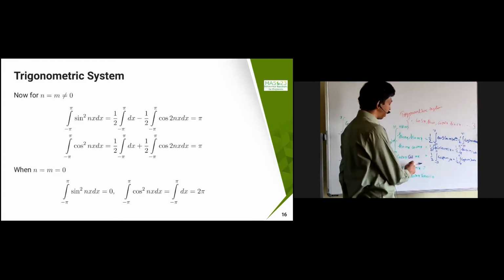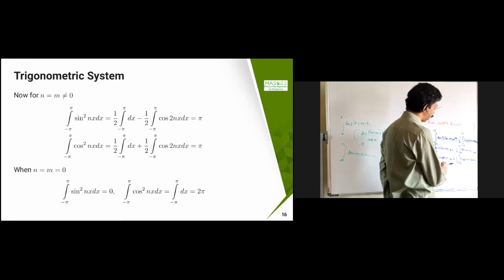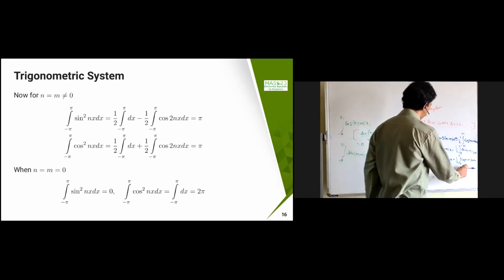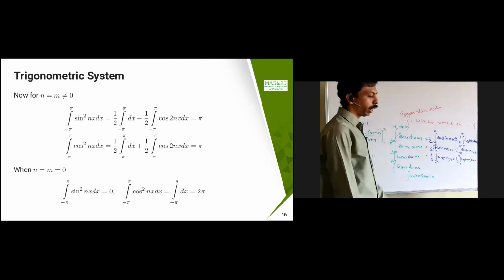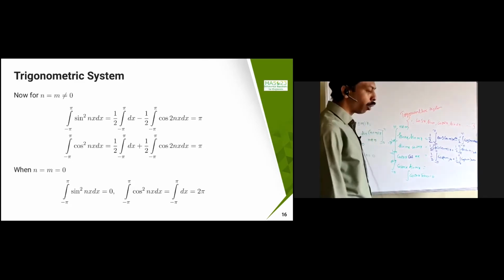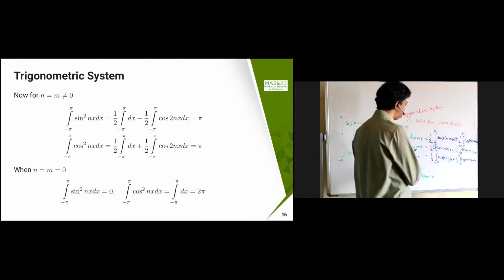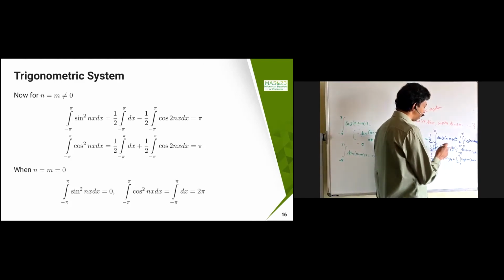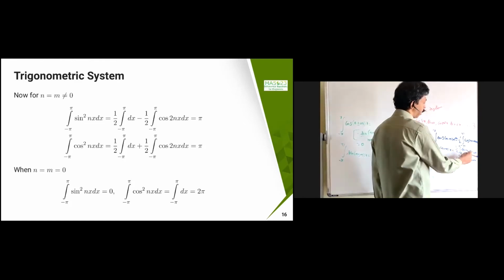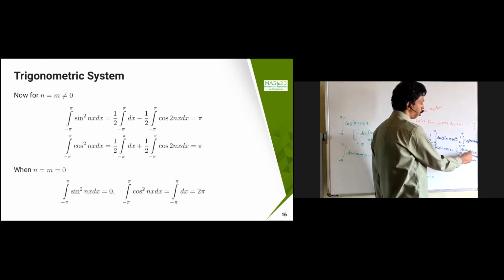Same way you can apply here cos square nx. So this is going to become dx is going to come. This is going to become 0 because of this property. So you are going to get once again pi. Now if you go for sin square nx, that's again going to give you the same kind of thing. So sin square nx is going to become, this is going to become sin 2nx, that is an odd function, so it is going to become 0. Sin 0, so n equal to m, so sin 0, so that is going to become 0.